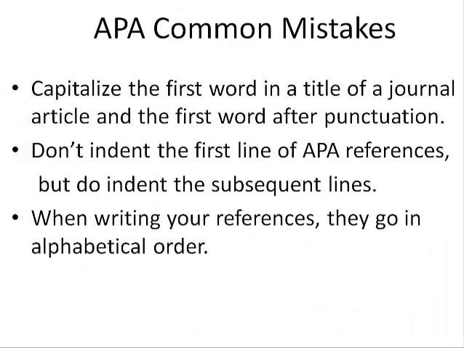Some of the most common mistakes are made when listing out the references at the end of your document. Always capitalize the first word in the title of a journal article and the first word after punctuation. No other words should be capitalized. Don't indent the first line of an APA reference, but do indent the subsequent lines. When writing your references, they always go in alphabetical order.